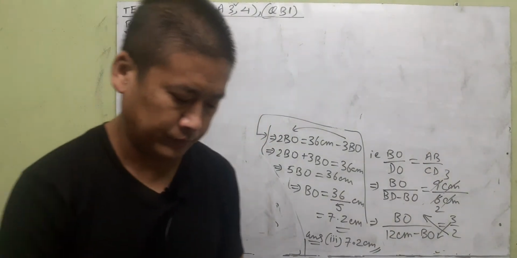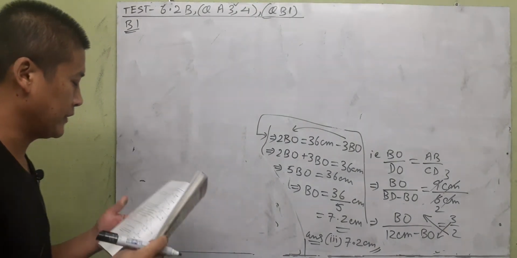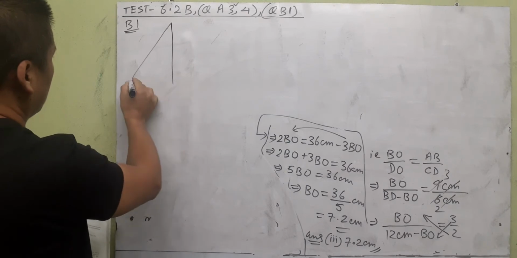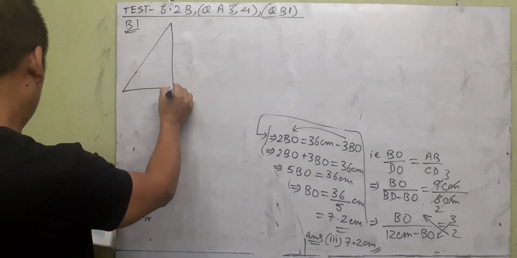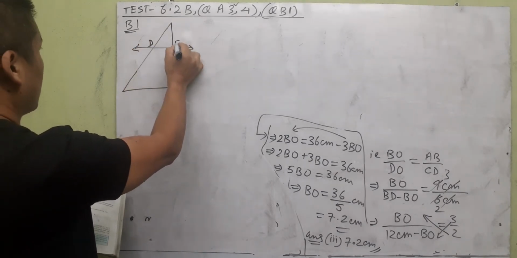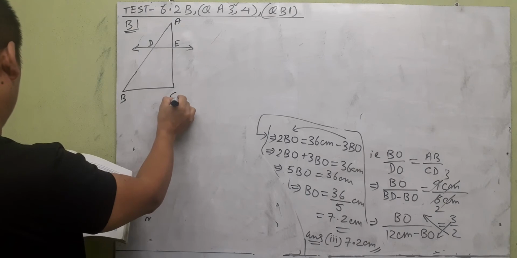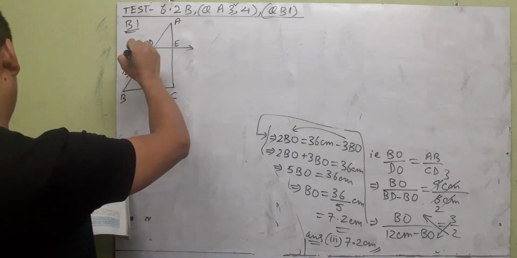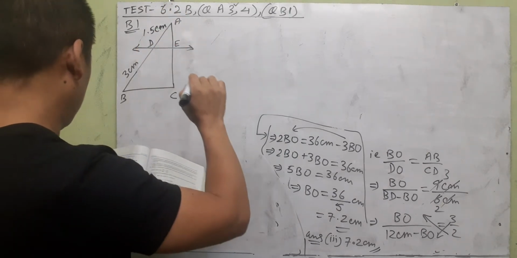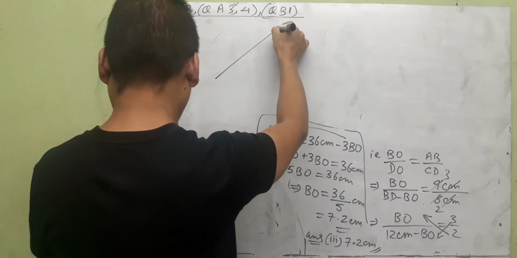go and read the question for us. In the figure there, 1 and 2, we have to find those values. So let's just draw the diagram first. First diagram is like this. So here, there's a line that cuts at D and E. This is your A, B, and this is your C. This is 3 centimeter, very clearly given, and here 1.5 centimeter, and this is 1 centimeter. Okay, and the second diagram like this.